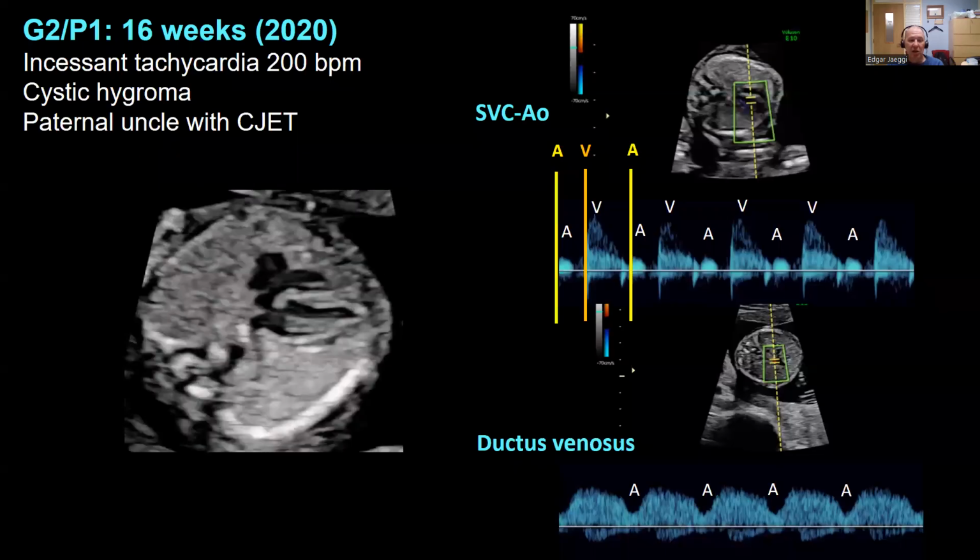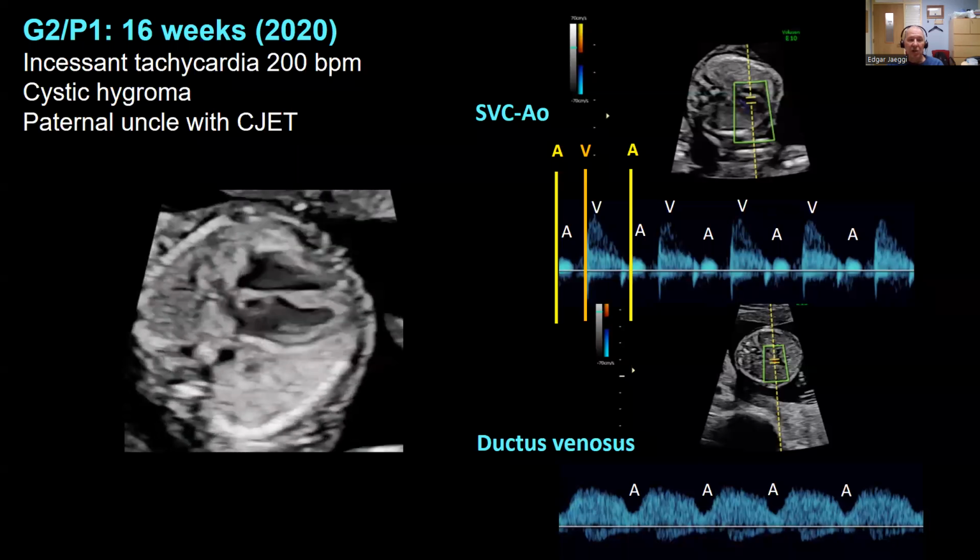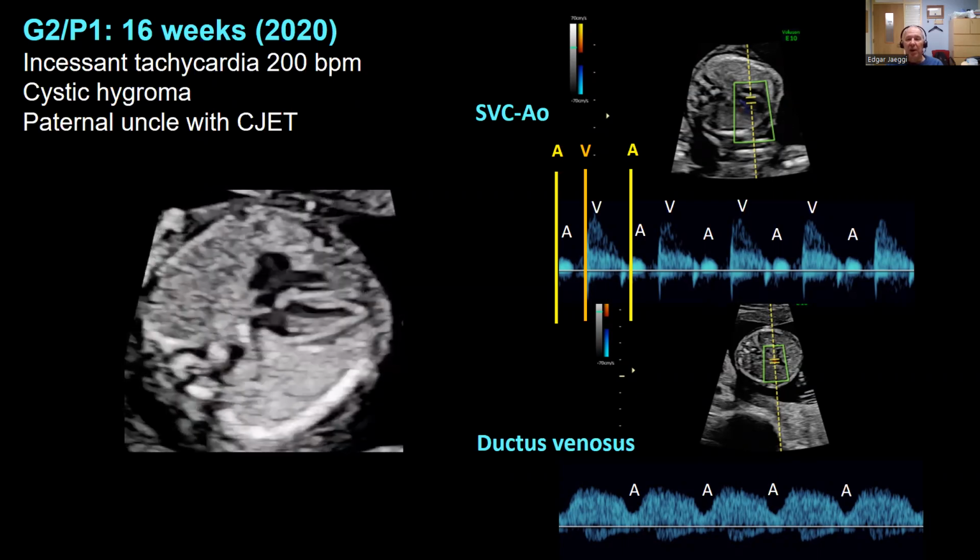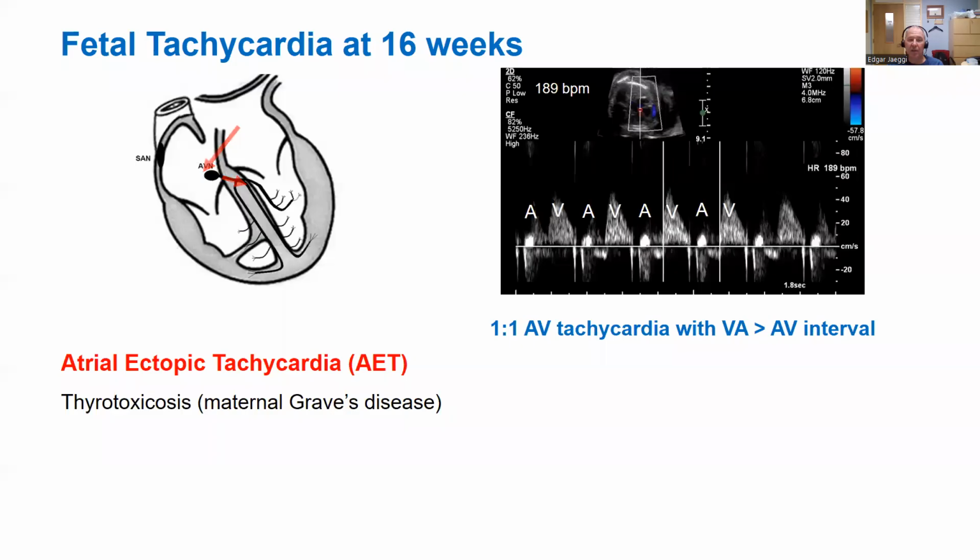Now, this is a patient I have seen at 16 weeks of gestation 2 years ago with incessant tachycardia at about 200 beats per minute. The fetus also had cystic hygroma, and the family history was remarkable because there was an uncle of the fetus who had congenital heart disease. The arrhythmia pattern shown here suggests that this is what we call a long VA tachycardia. This is also seen here. Ductus venosus flow in this situation remains normal, as it would be in inappropriate sinus tachycardia.